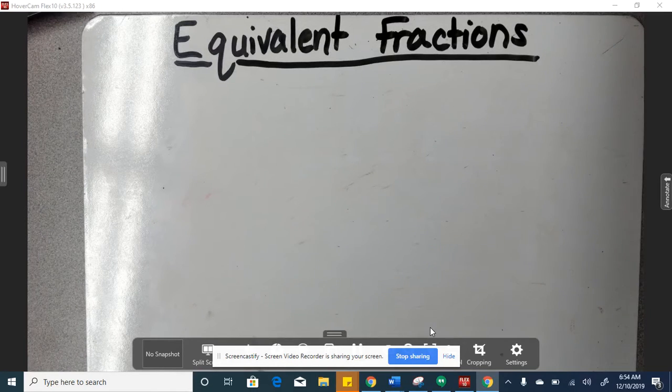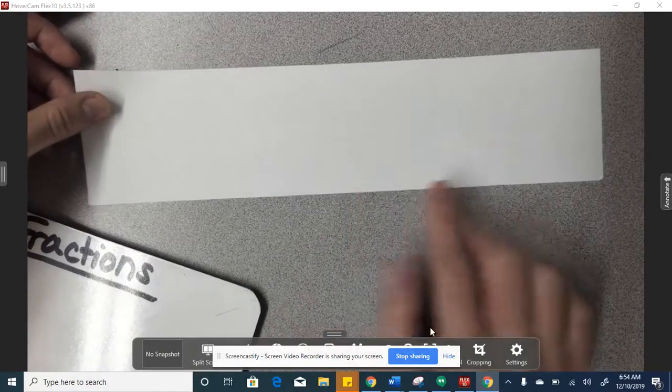I'm going to be showing you what we did in class yesterday, which was making equivalent fractions with visual models or pictures. So we're going to start by folding this piece of paper into halves.